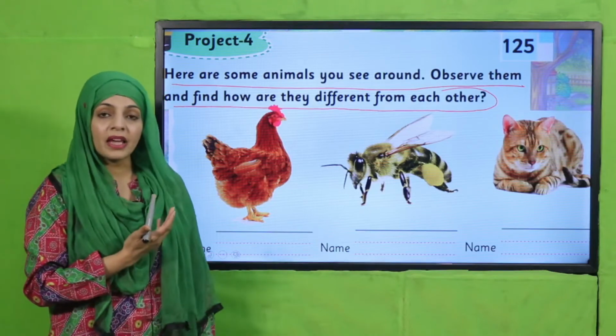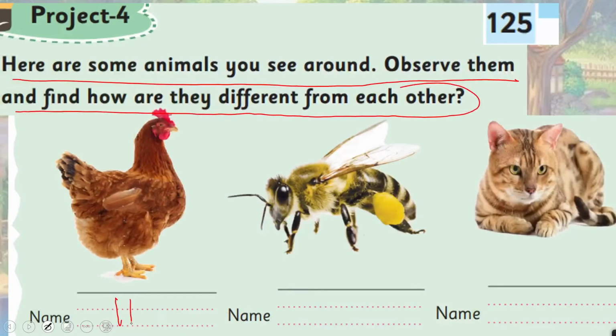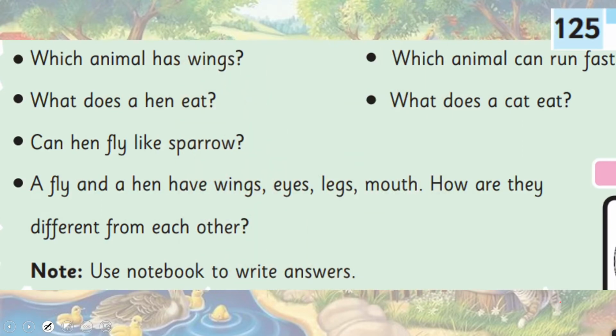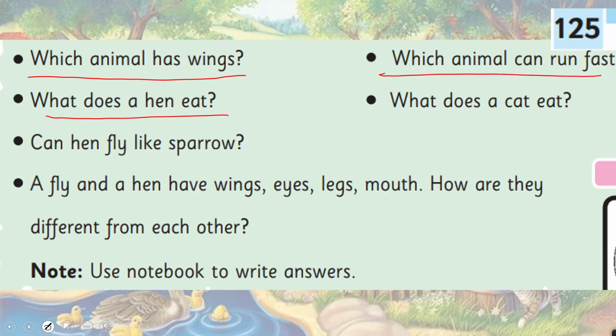So, write down their names first. This is a hen. This is a honeybee. And this is a cat. Next, what we will do is, which animals has wings? What does a hen eat? Which animal can run fast? How does the cat eat? Can hen fly like sparrow?